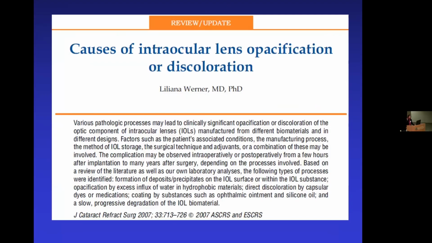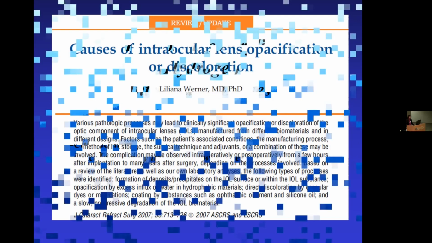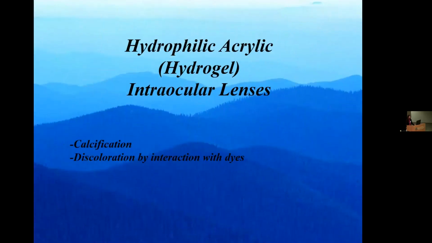Oh, good. So in 2007, I wrote a review paper describing different causes of intraocular lens opacification and discoloration. And a lot of what I'm going to present today is related to that, but of course there are many updates to it. And what I would like to do is go over these problems by classes of materials. So let us go ahead and start with the hydrophilic acrylic lenses or hydrogel lenses. We are going to comment about calcification and we are going to comment about interaction with capsular dyes.